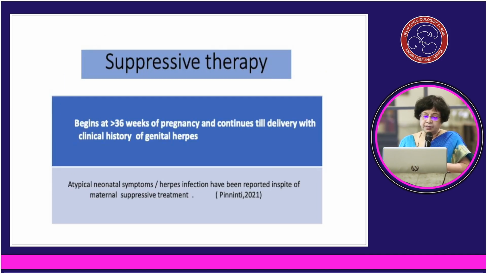So suppressive therapy, as I said, begins at greater than 36 weeks of pregnancy and continues till delivery. With a clinical history of genital herpes, atypical neonatal symptoms or herpes infections have been reported in spite of maternal suppressive therapy. So we can't sit on our laurels thinking that we have treated the woman, so the baby would be saved. The baby still can present with atypical presentations.